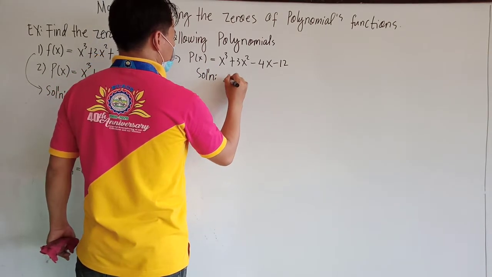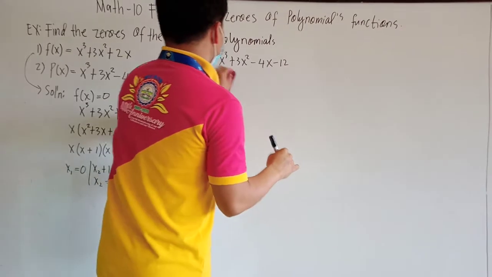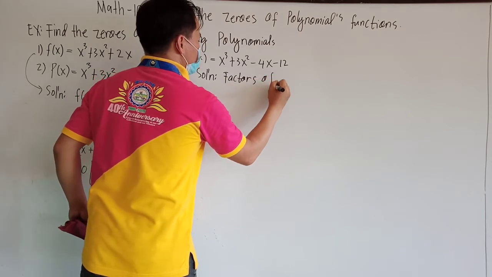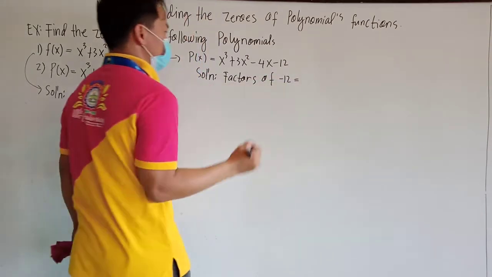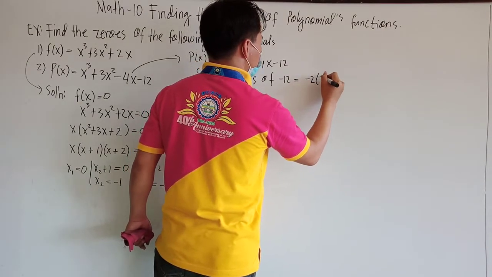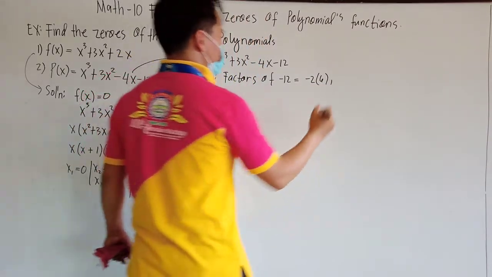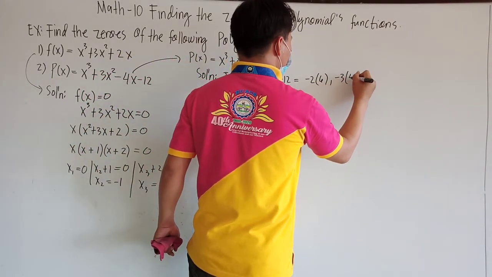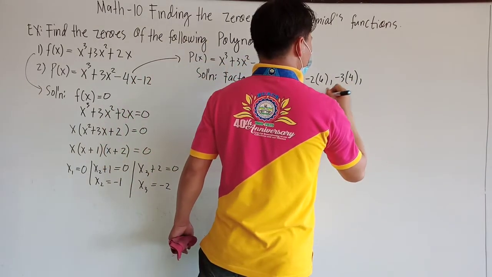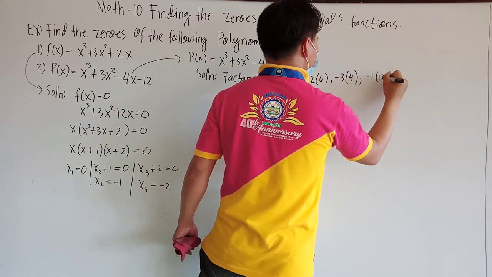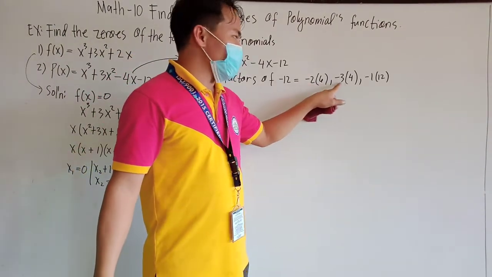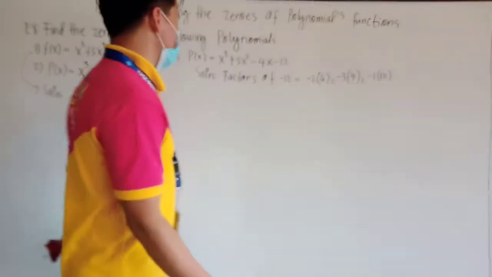For the factors of negative 12, we can have negative 2 and 6. We can also have negative 3 and positive 4. We can also have the factor of 12, which is negative 1 times 12. So we can use each factor as our x value to verify.